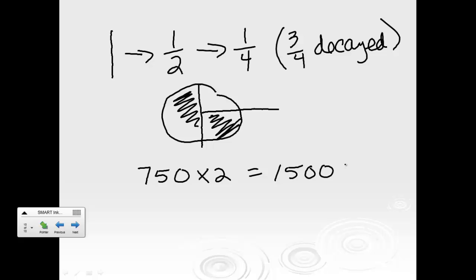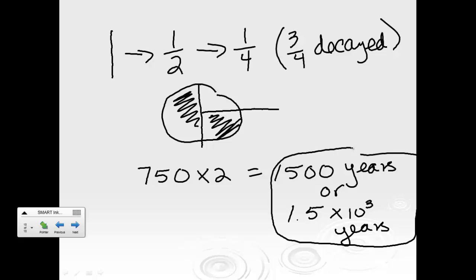So if I leave it just like this, without any decimal places, I can have 1500 years, or if I want to use scientific notation, it'd be 1.5 times 10 to the 3rd years. And that's how long it would take for 3/4 of it to decay. Again, no plug and chug, which sometimes is a little bit more difficult, but we can still solve these problems using some simple fraction understanding. Okay, any questions?